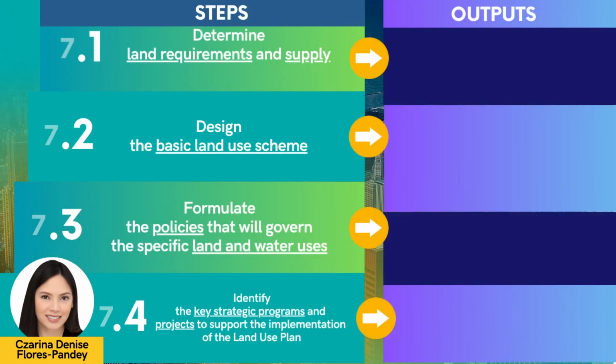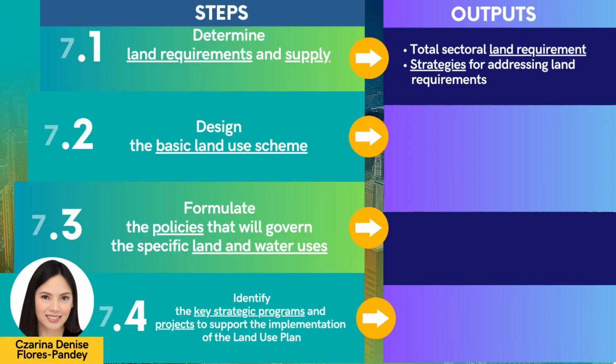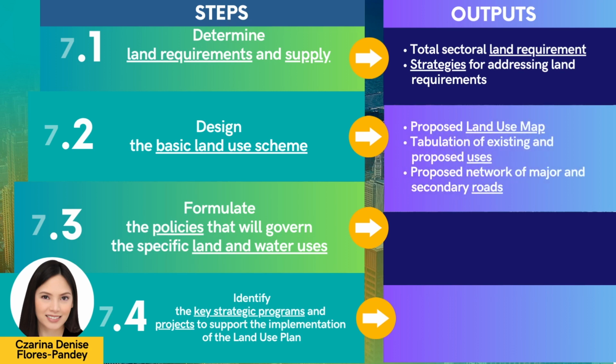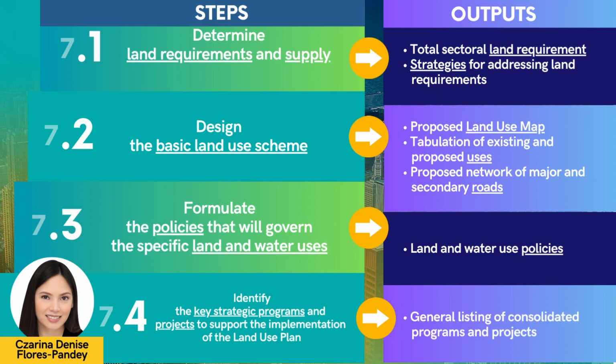These 4 steps have outputs. For Step 1, the outputs are total sectoral land requirement and strategies for addressing land requirements. For Step 2, the outputs are the proposed land use map, tabulation of existing and proposed uses, proposed network of major and secondary roads. For Step 3, the outputs are land and water use policies. And for Step 4, the outputs are general listing of consolidated programs and projects.